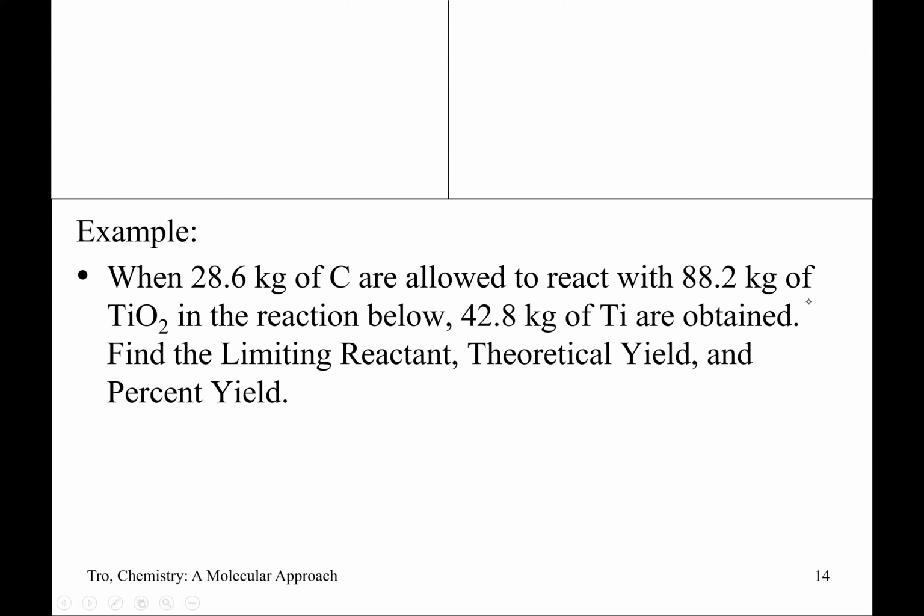We have plenty of examples that show what the limiting reactant is and how to find the theoretical yield and the percent yield. What is the first step? The first step to do any stoichiometry problem is to balance the equation, because if you don't have a balanced equation, your numbers are not going to be accurate and it is not going to work.